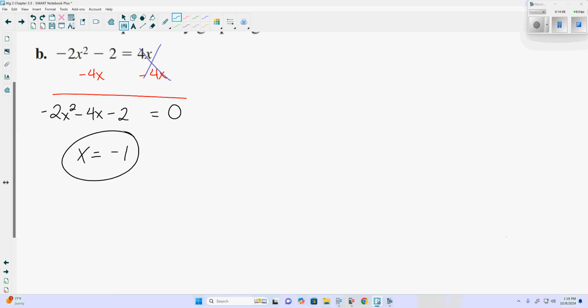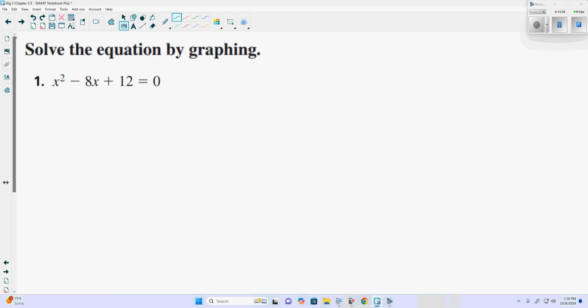Questions on this so far? We ready for the next one? x squared minus 8x plus 12 equals 0. Well, that's kind of nice because the equation is already equal to 0.